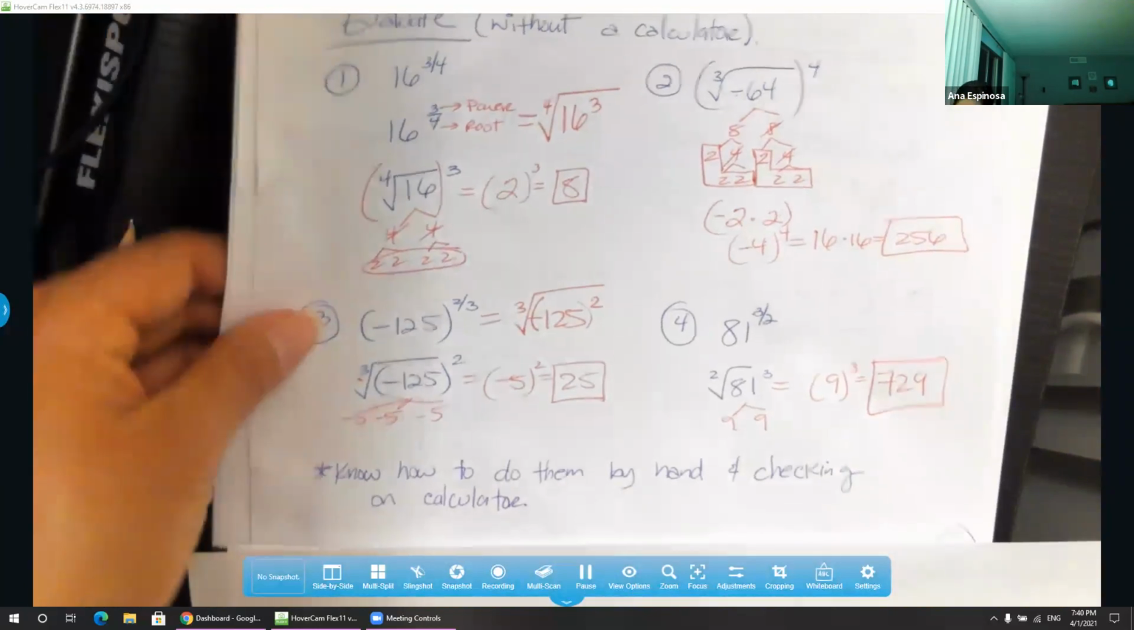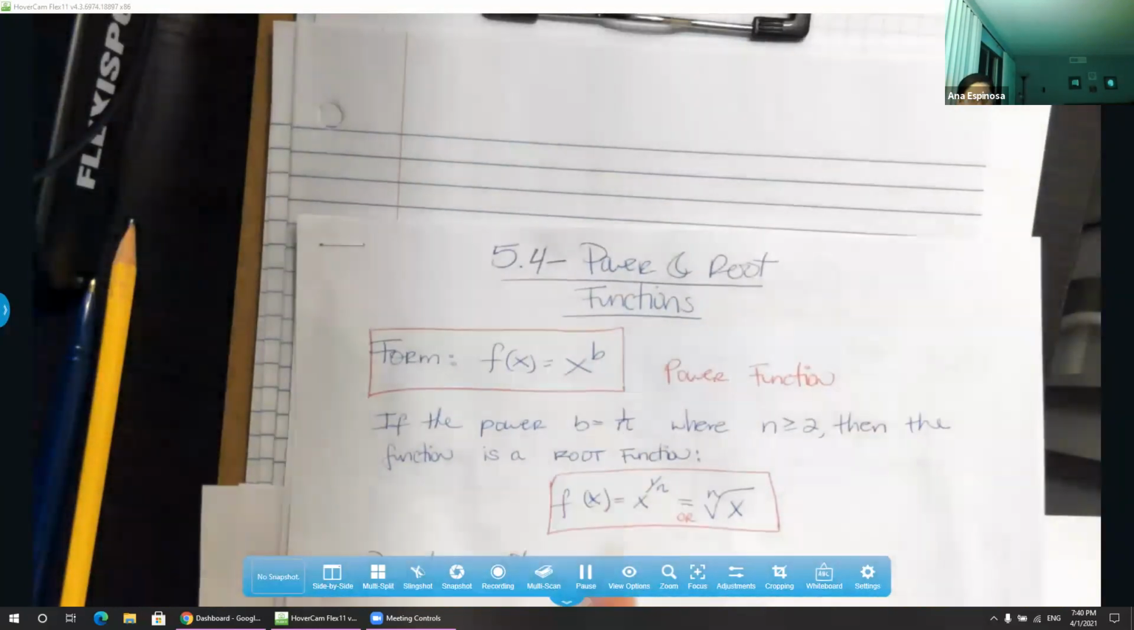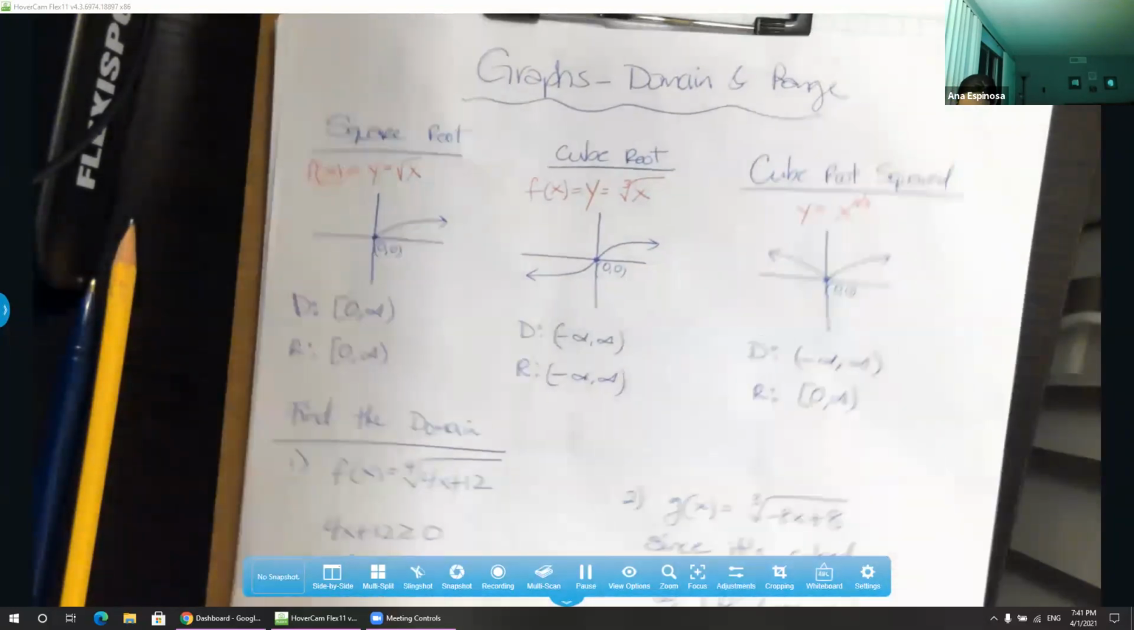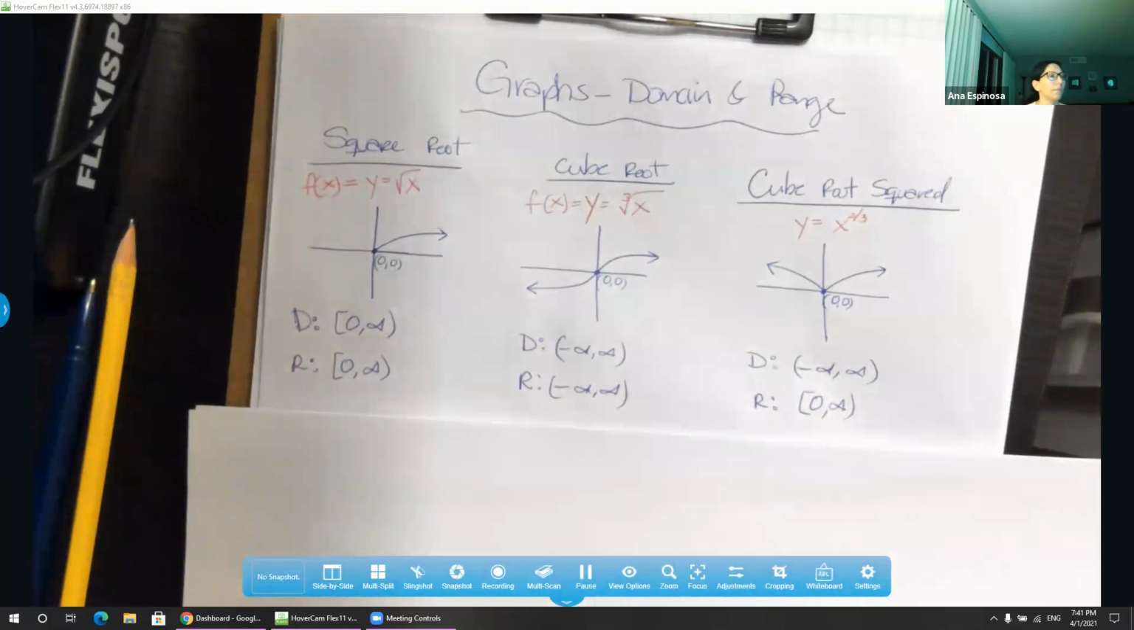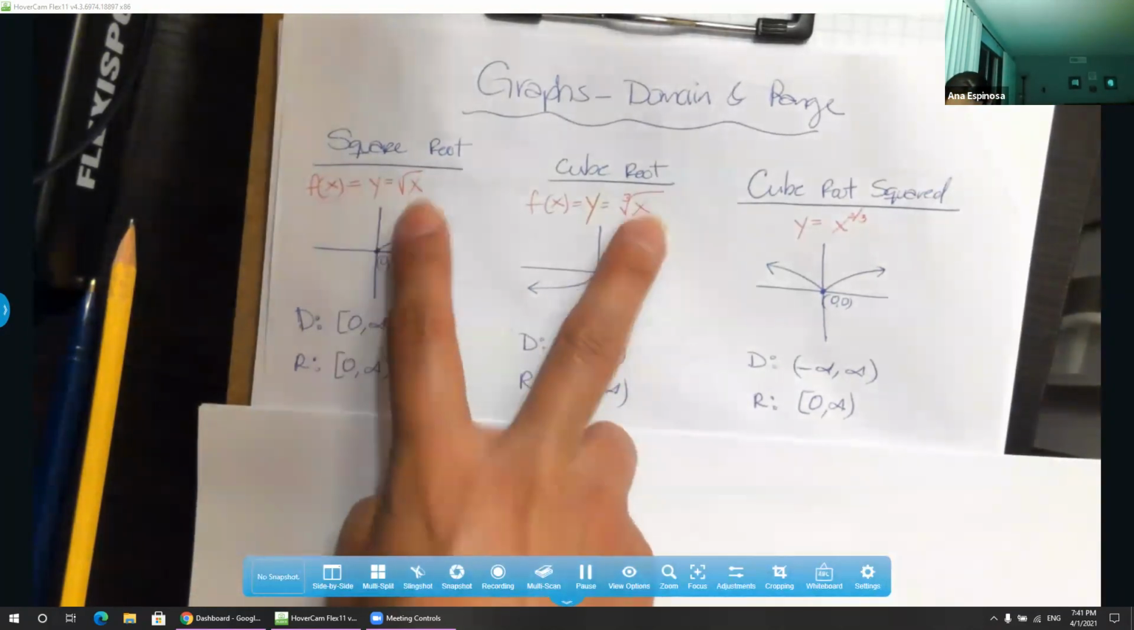Okay, so those are power functions that have fractions in the numerator. So this one we're almost done. This is very brief. I think I went over this the first part of the class. I went over these two.